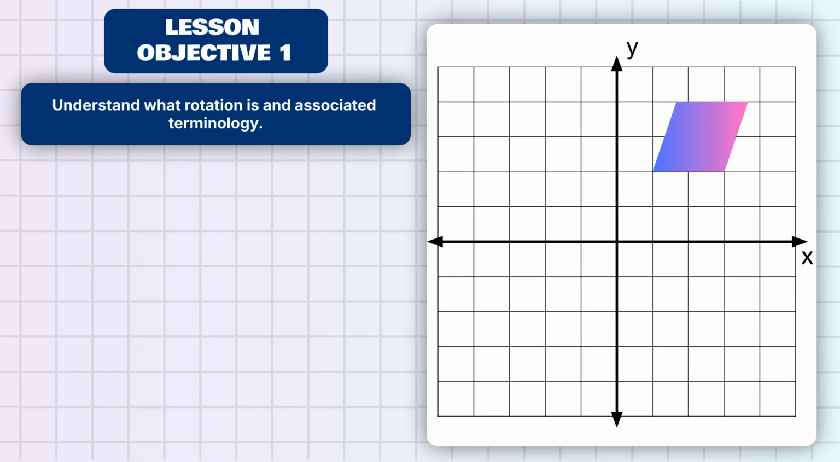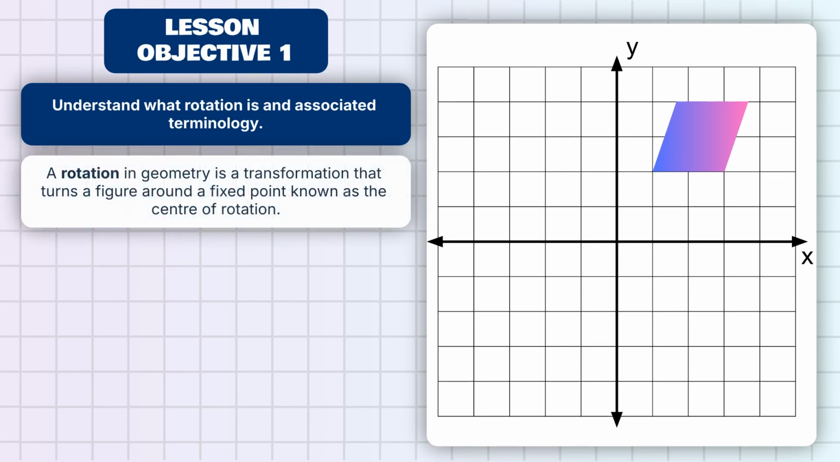Let's start with the definition of rotation. A rotation in geometry is a transformation that turns a figure around a fixed point known as the center of rotation.